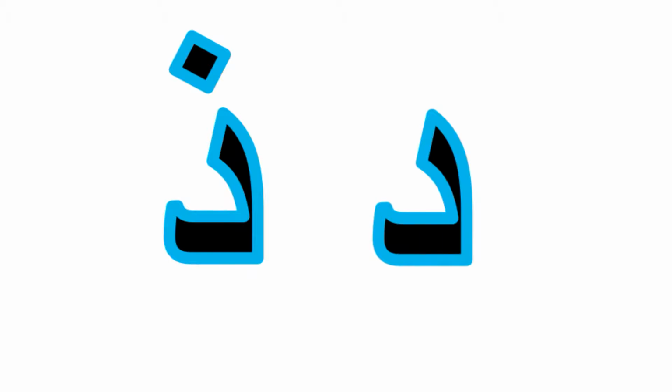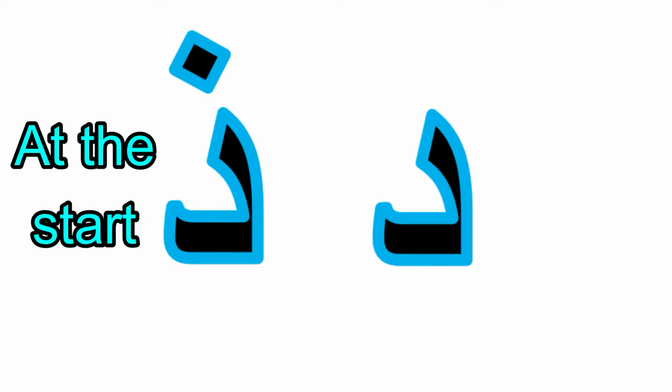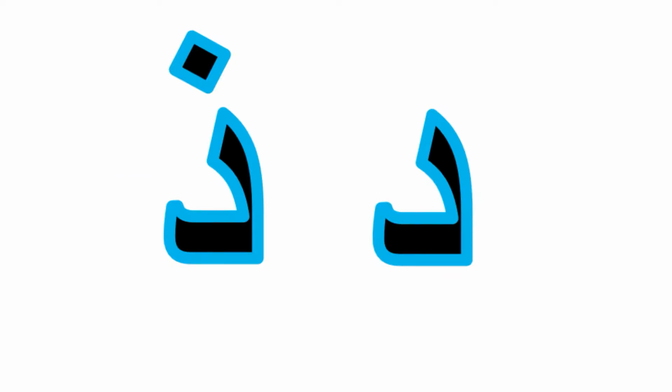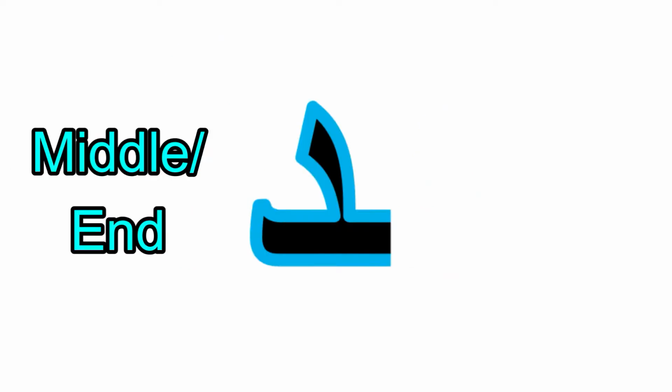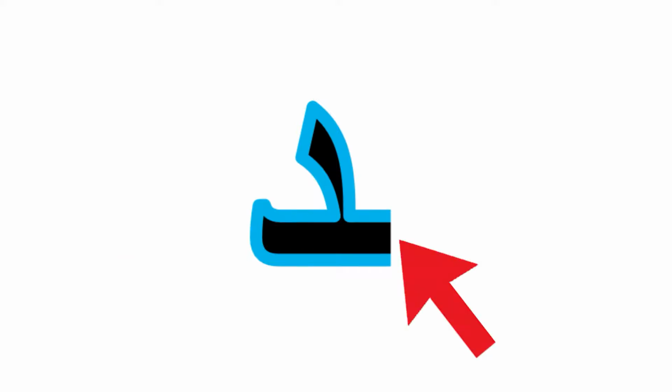Next, dal and dhal. Now, the thing about these two is they do not connect to the letter after them. They only connect to the one before them. Here, if it's at the start, you see it doesn't have any connection points. You just put it in and leave it, and the next letter starts separate. It can connect with the letter before it though. It looks like this, and it connects here. If it's the dhal, just put the dot up here.